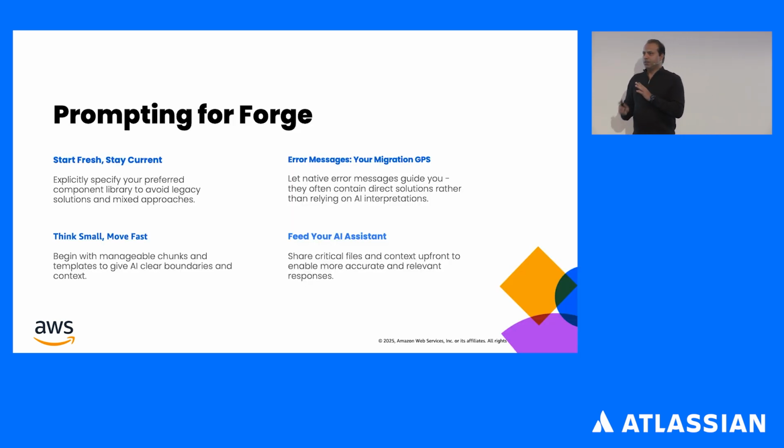Now, that's a working demo. I wanted to basically cover some of the best practices when you're prompting for Forge. And this is again based on the very scrappy demo that we have quickly built. But primarily, when you are prompting for Forge, always start fresh and stay current. What it means is tell your AI to use Forge React components and ignore the Forge UI to begin with. It will prevent you from getting any outdated solutions.